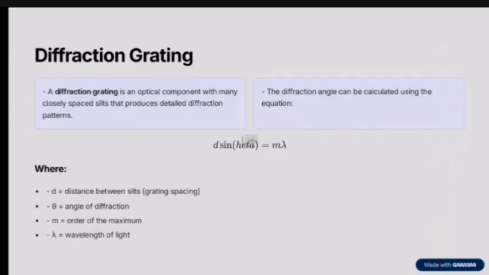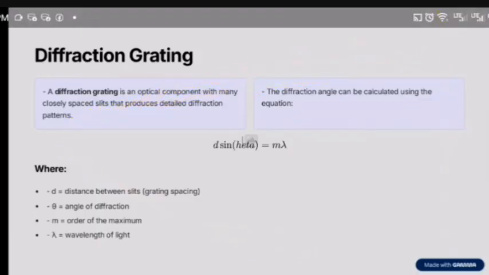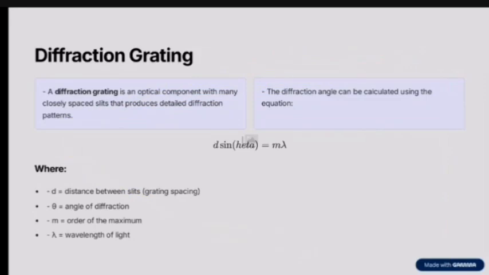So now you are getting the idea of the difference between diffraction and interference. Interference is when you have two sources. Diffraction comes when the light goes to a source, bounces off, and as it bounces off, creates a pattern on the screen that is behind the light source. Those are the differences between the two of them.